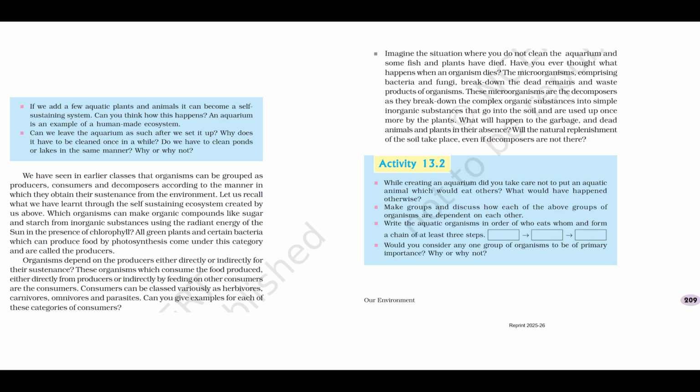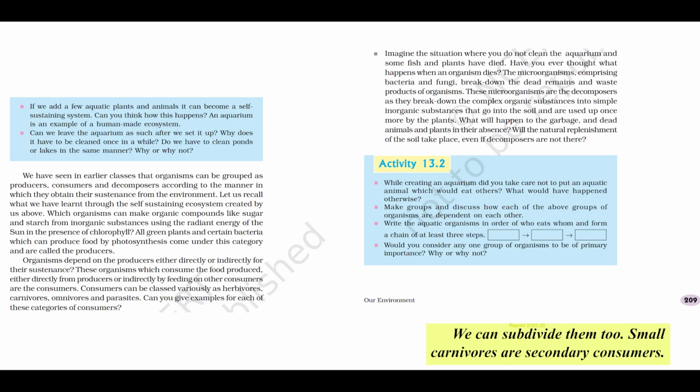Then carnivores. Meat eaters. They eat other animals. We can subdivide them too. Small carnivores are secondary consumers. They eat herbivores, like a frog eating an insect. Or maybe a fox eating a rabbit. Yes, or a snake eating a mouse. Then you have larger carnivores or tertiary consumers. They often eat the smaller carnivores.